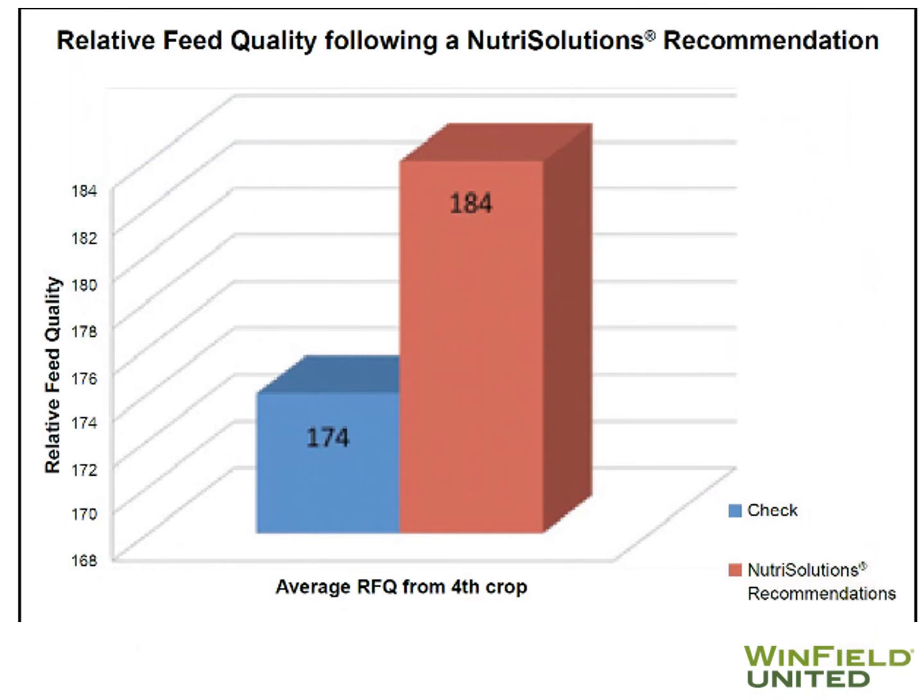Here's another example with alfalfa of why it's so important to have the right nutritional levels. So your relative feed quality goes from 174 with the check up to 184. And if you have a relative forage quality that is above 180, then you can get a better price for your hay if you're going to sell it. So just having the right boron content, in this case, pushed it to where you have a better quality alfalfa product that can be sold for a more premium price.